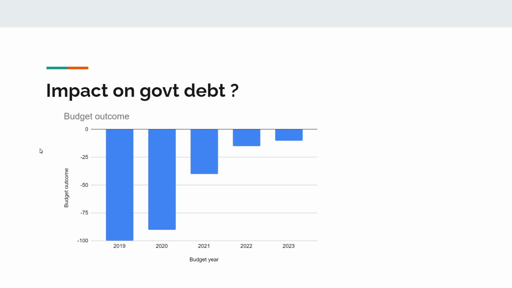I just got one more question for you, a bit of a trick here. We've got the budget outcome over a period. So we've got a couple of budget outcomes, I should say. In 2019, a $100 billion deficit. In 2020, about a $90 billion deficit. And you can see that the deficit is getting smaller over time. I want you to think, what's the impact of this trend on the level of government debt? Pause and have a think.